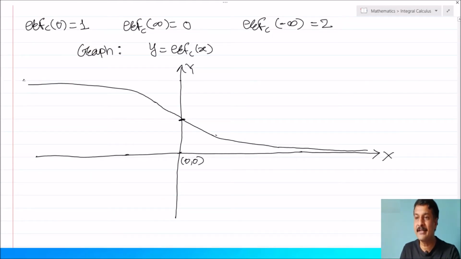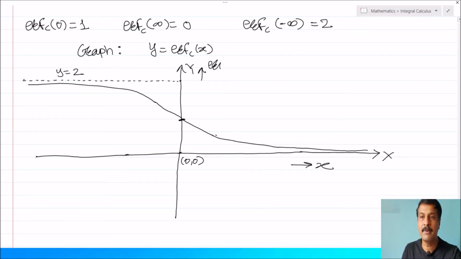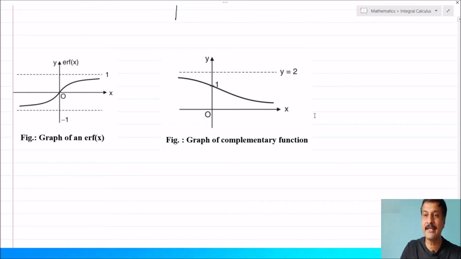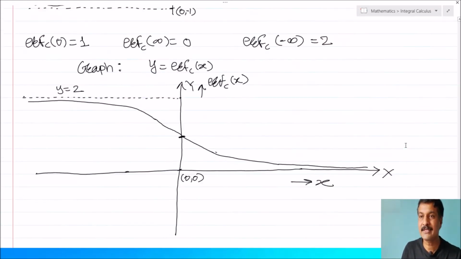So note that here this dotted line is y equal to 2, because the maximum value you can see here is 2 and the minimum value is nothing but 0. So along this axis it is x and along this axis it is the complement of error function of x. So such type of graph I am getting here. It means that the graph of error function is like this and the graph of complementary error function is this one. Note the case.